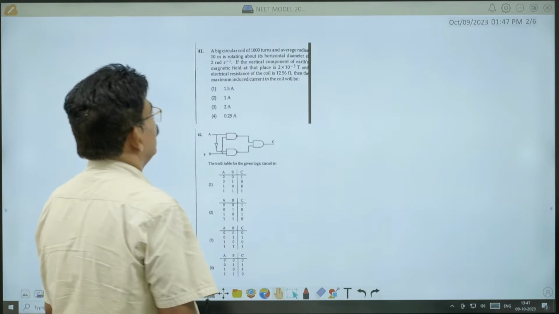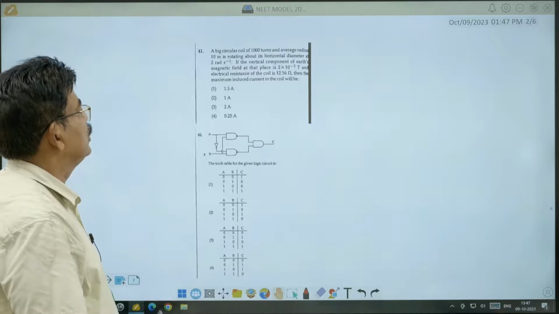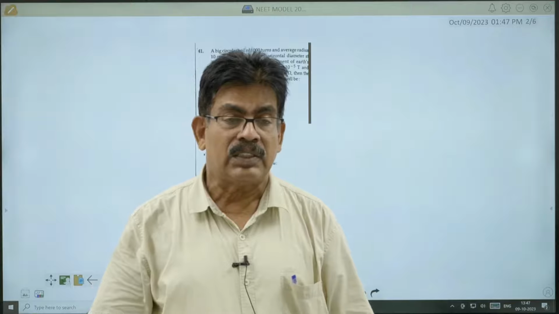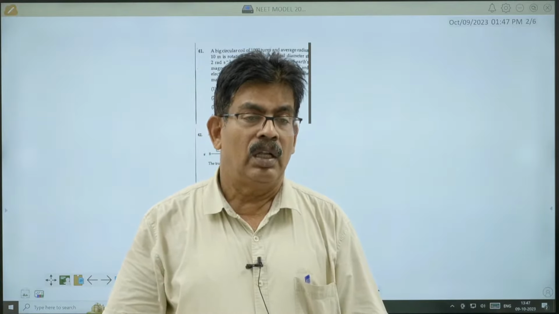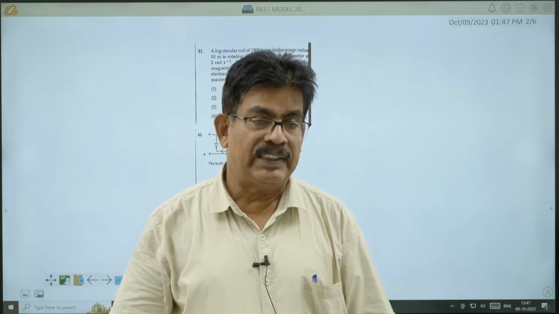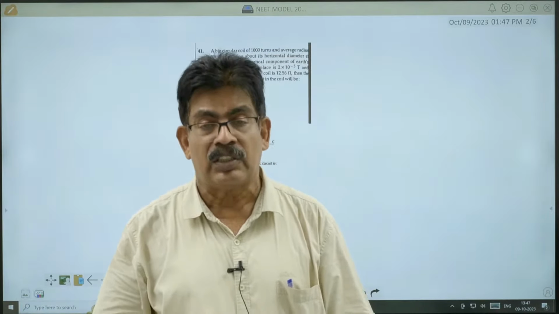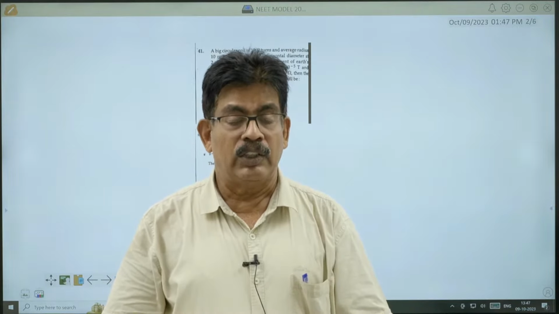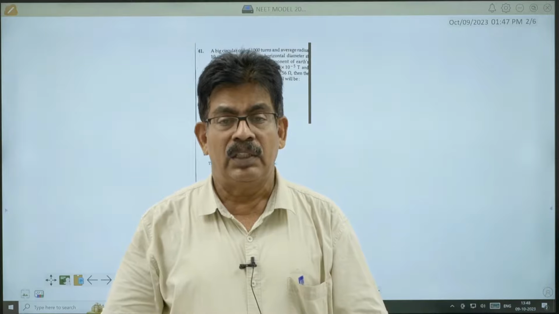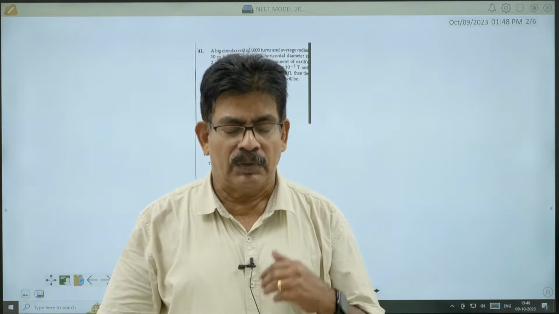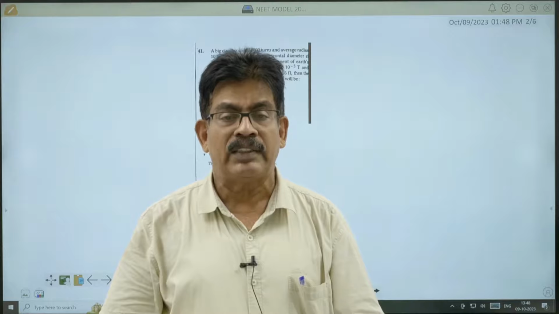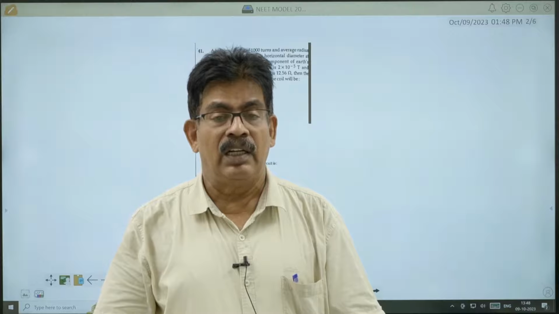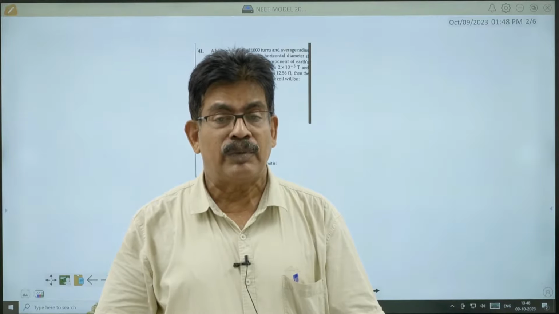Yes. A big circular coil of 1,000 turns. The coil is rotated about an axis perpendicular to its plane. As a result, on some occasions the plane of the coil will be coming parallel to the field lines, where it will be linking maximum flux. Some occasions, zero flux. Some occasions the plane of the coil is coming perpendicular to the field lines. Flux linked will be maximum. As a result, flux will be continuously changing from zero to maximum.